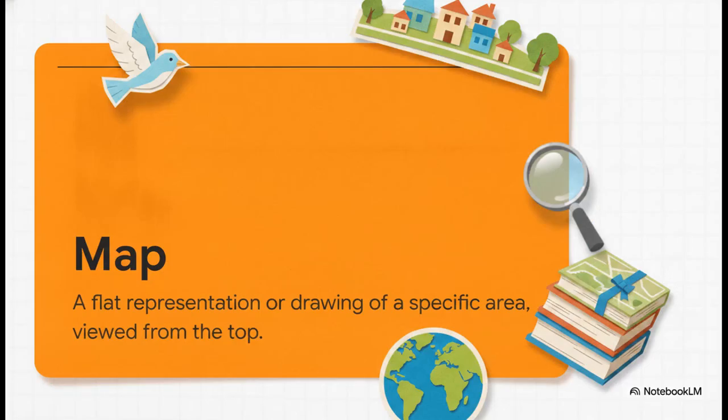So, what actually is a map? At its core, it's just a flat representation, a drawing of a specific area viewed from the top down. Imagine you're a bird looking straight down at the ground. It can be of a tiny village, or it can be of the entire world. And when you grab a whole bunch of these maps and bind them together into a single book, well, that's what we call an atlas.